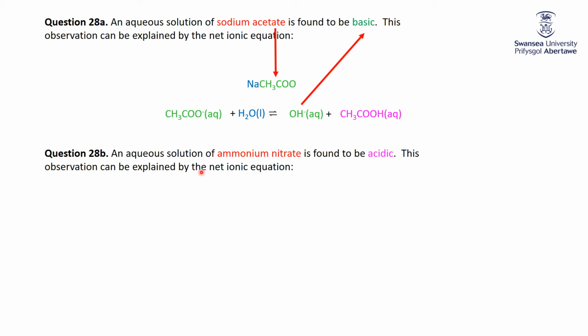Opposite idea, aqueous solution ammonium nitrate. Ammonium nitrate is NH4NO3. NO3 minus is a spectator ion, leaving you with NH4 plus. It reacts with water, donating a proton to the water, giving you H3O plus. And of course, when NH4 plus acts as an acid in this way, it leaves behind its conjugate base, NH3. The presence of H3O plus in the solution means it is acidic.